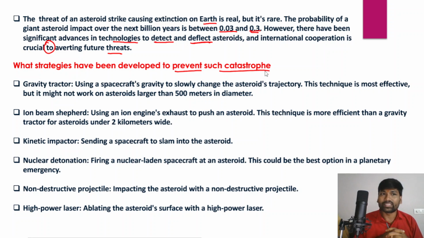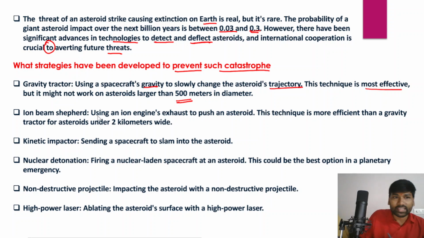One such strategy is a gravity tractor. Under this particular strategy, a spacecraft's gravity can be used to slowly change the asteroid's trajectory. The trajectory of an asteroid swiftly moving towards the planet can be changed using a spacecraft's gravity. However, this technique is most effective for smaller asteroids, with a size of less than 500 meters in diameter. It is not effective for asteroids which are more than 500 meters.